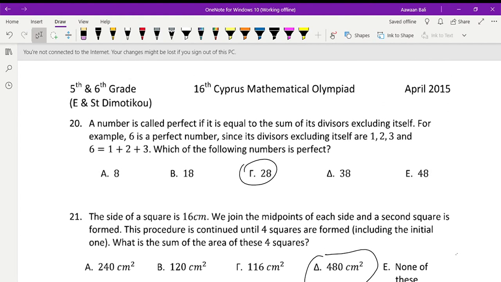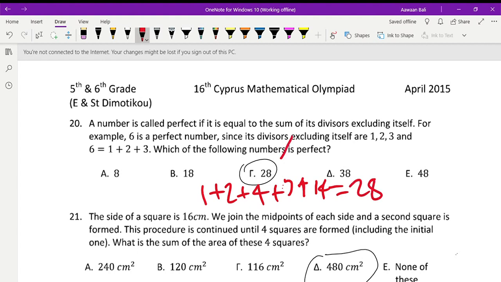It's 28, because since we're not including 28, it would be 1 plus 2 plus 4 plus 7 plus 14. So 1 plus 2, 3 plus 4, 7 plus 7, 14 plus 14, 28. It's the same as the number here, so therefore the answer is gamma 28.